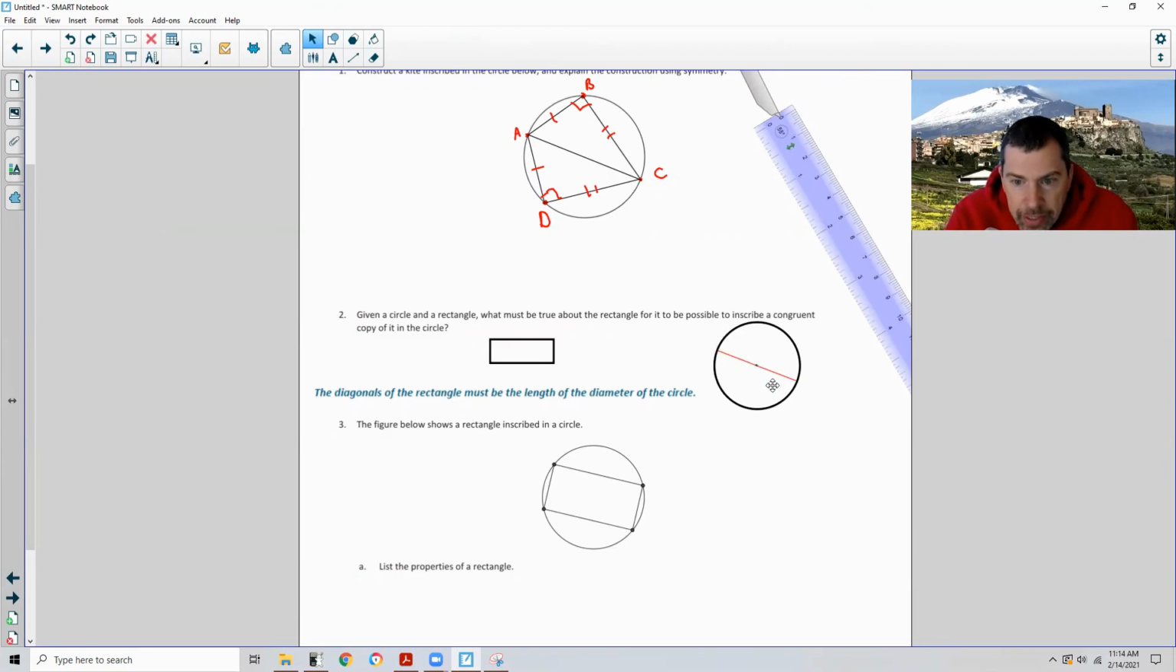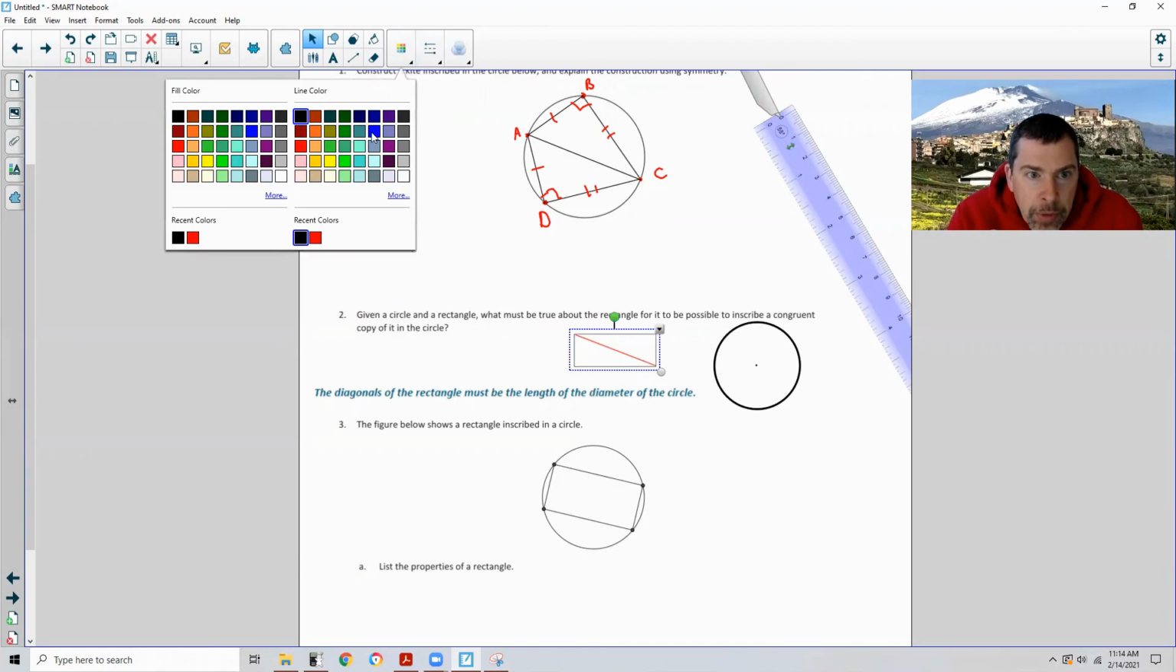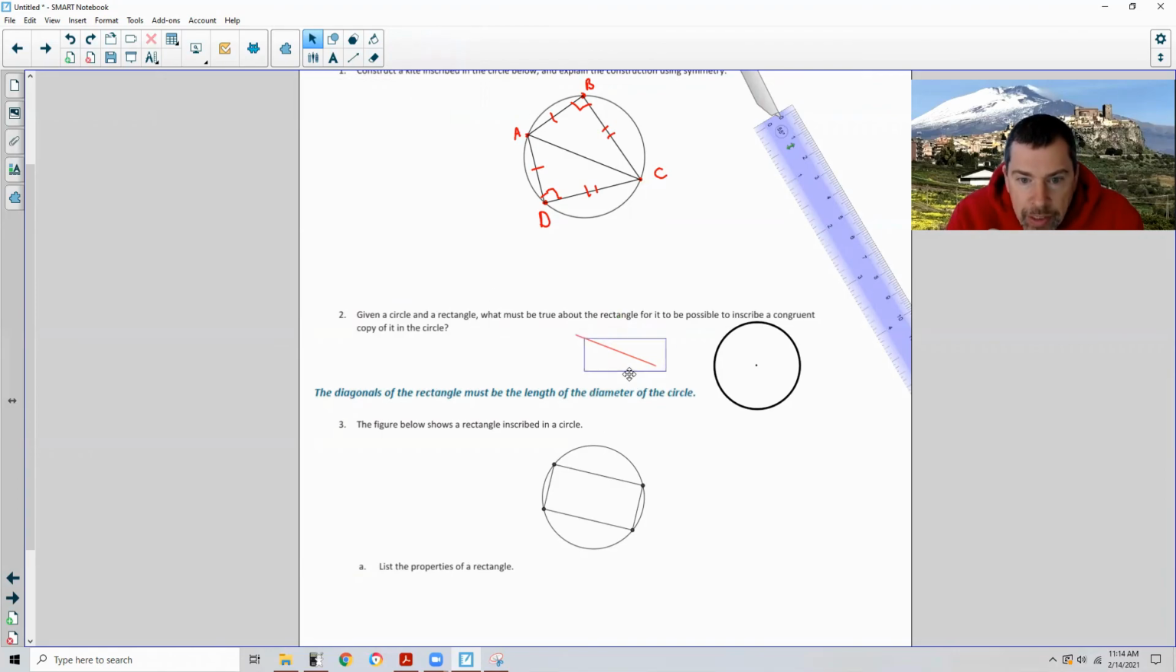And then if I take this diameter and put this rectangle here and extend the rectangle out so that it goes to this end like so, like that. So let me make this thinner and let's make it blue. Okay, so what I'm saying is now that that diagonal is the diameter, then when I put this in the circle, it is inscribed and the corners are on the edge of the circle.